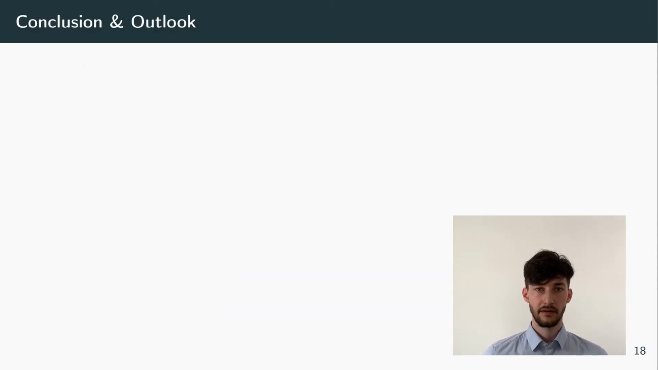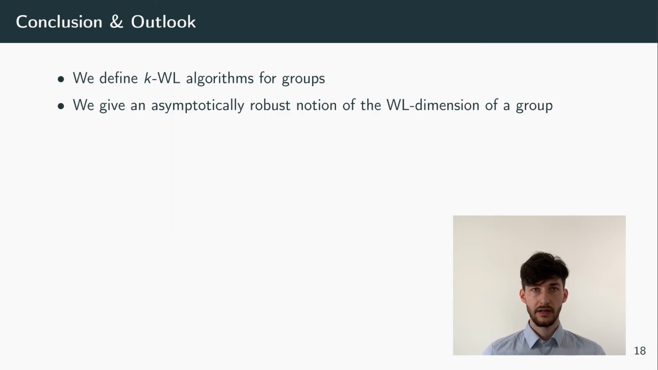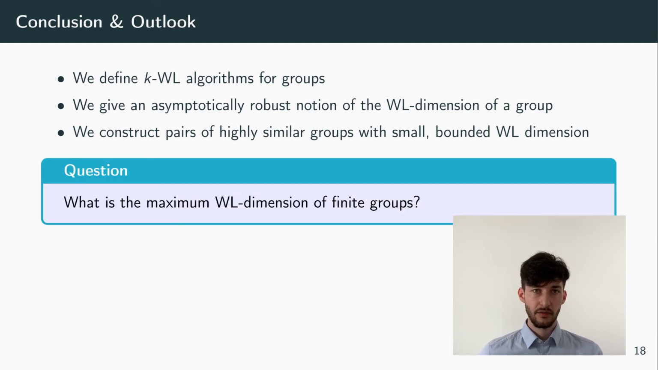So just let me wrap things up at this point. What have we done? We defined k-dimensional Weisfeiler-Leman algorithms for groups, and we actually defined several versions of these and described the interactions between different versions. And in particular, we gave an asymptotically robust notion of Weisfeiler-Leman dimensionality. And then we apply this to groups we construct. So we construct pairs of highly similar groups with small bounded Weisfeiler-Leman dimension. And the question remains, what is the maximum Weisfeiler-Leman dimension of finite groups?